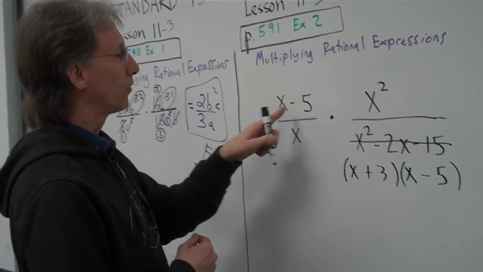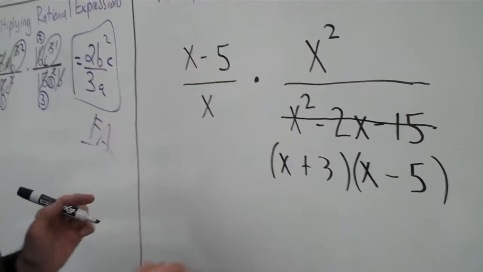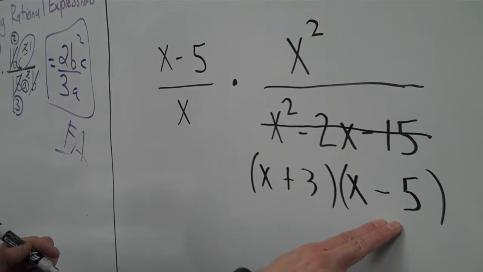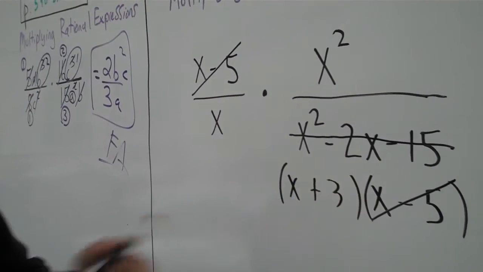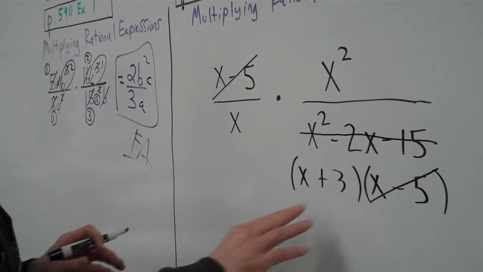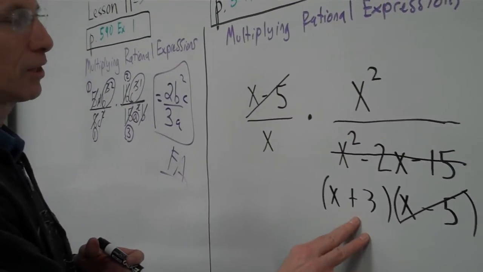So look here, we've got x minus 5 up here, which is a team, stays together, and we also have an x minus 5 down here. So we can cross both of those out completely, and they're gone. Then we look around and say, well, we've got this x plus 3. There's no x plus 3 at the top at all, so we have to leave that.